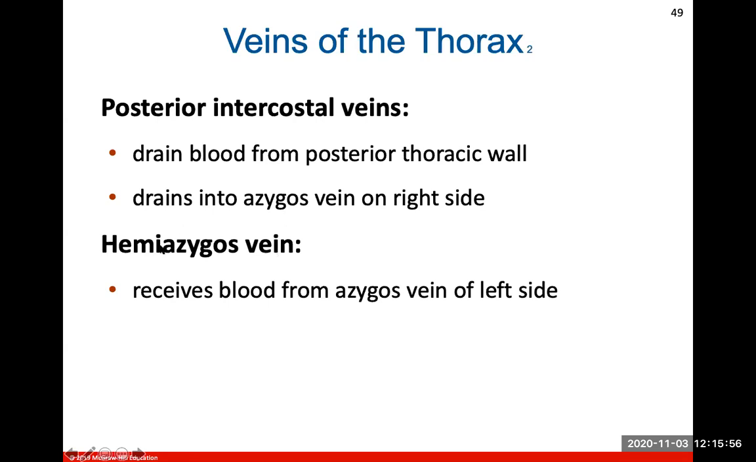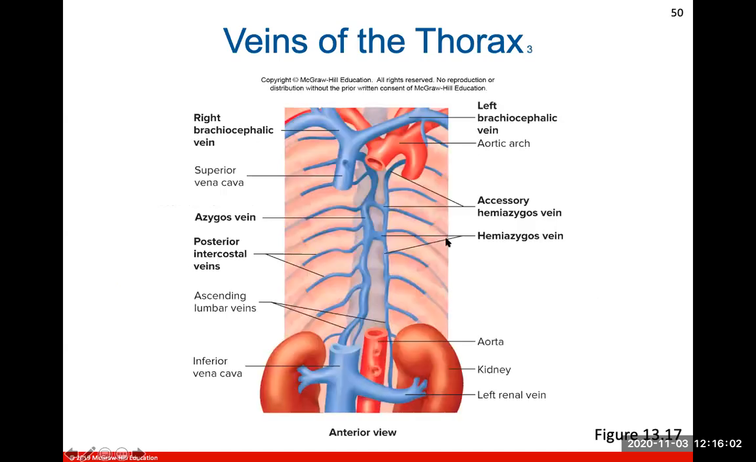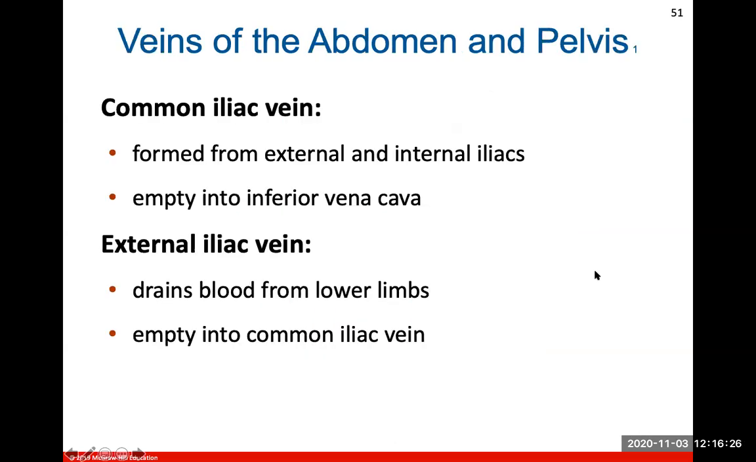And then you have what we call a hemiazygous vein, which will receive blood from the azygous vein on the left side. So here's just showing how everything drains from the thorax into the superior vena cava. You can see here the accessory hemiazygous vein, the azygous vein itself, posterior intercostal veins. Everything eventually is draining again into the superior vena cava or the right brachiocephalic vein to bring blood back to the heart. Then we get to the abdomen and pelvis.